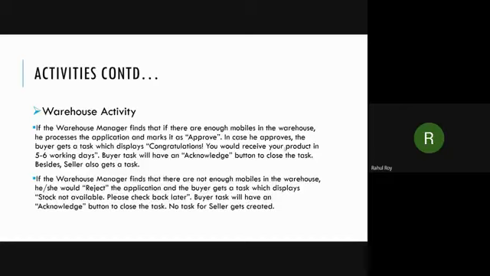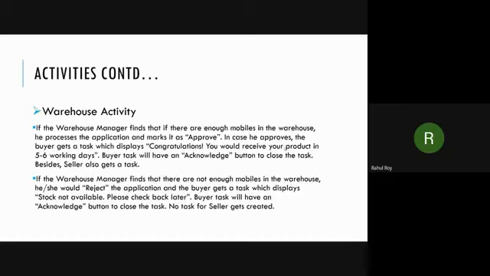Now again, guys, we don't have any database right now. So the first statement, which says if the warehouse manager finds that there are enough mobiles in the warehouse, this is kind of business logic. It's not that we have implemented some kind of database where the warehouse manager can see, but this is approval scenario. Like if he clicks on approve, what will happen?